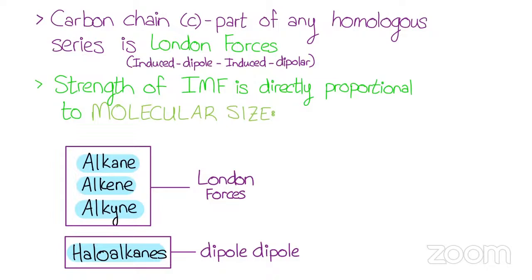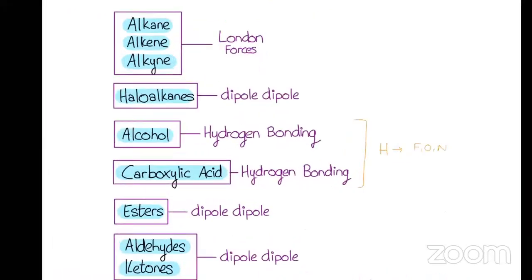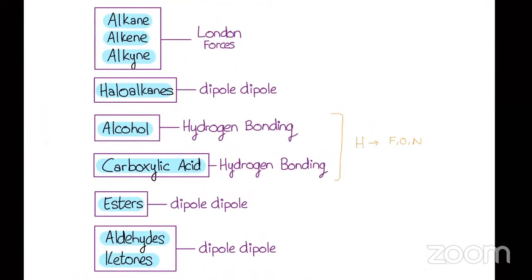So yes, you need to note that the carbon chain of any homologous series has London forces between carbon and carbon. Then we talk about the strength of intermolecular force. It is directly proportional to molecular size. So the more carbons you have, the stronger your intermolecular forces are. Then we look at the different homologous series to discuss their respective intermolecular forces. The hydrocarbons, which are your alkane, alkene, and alkyne, they all have London dispersion.